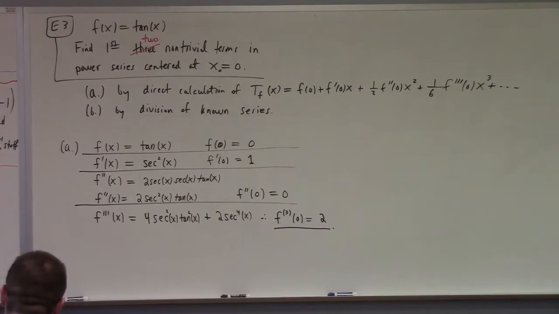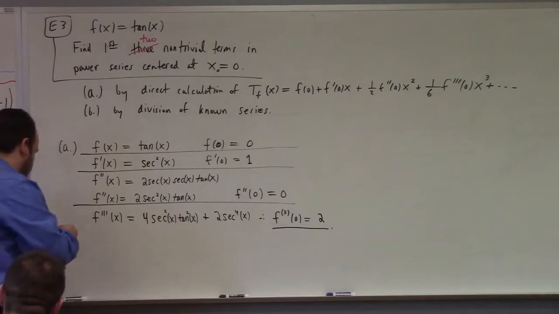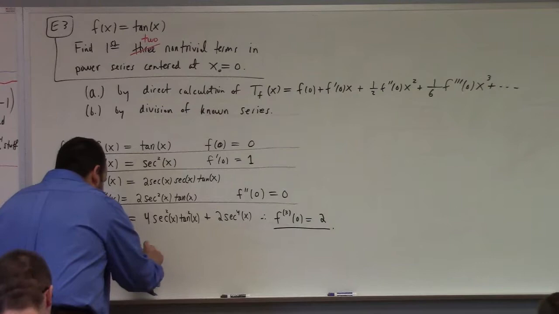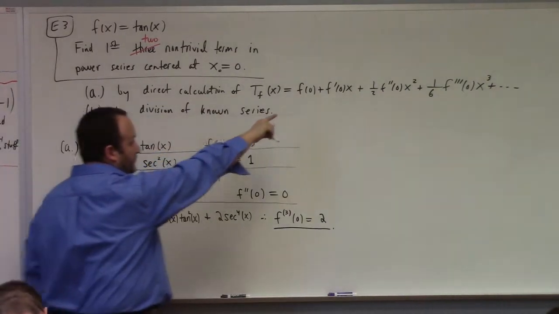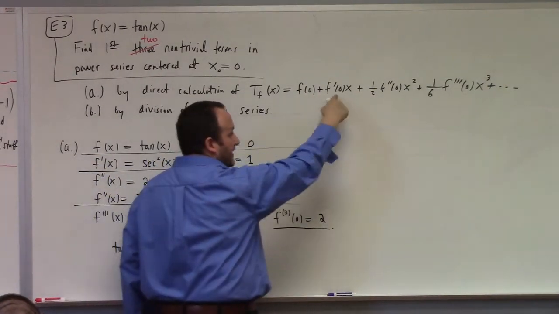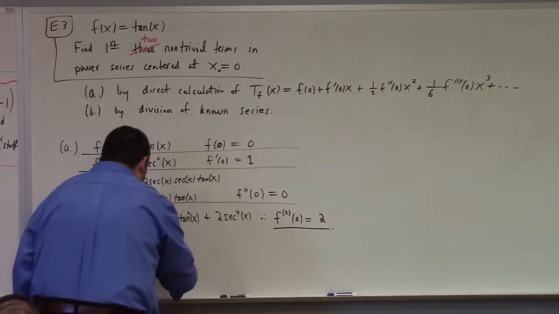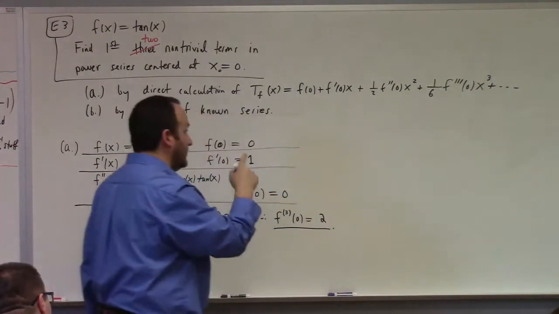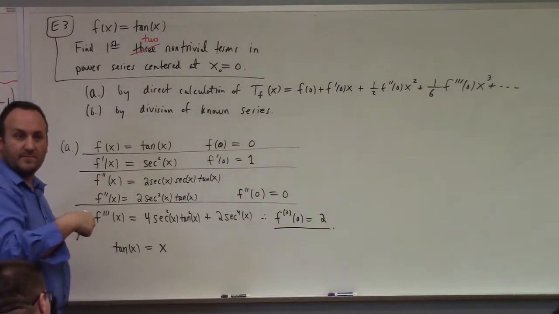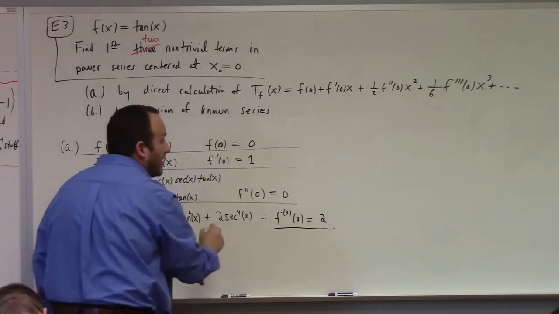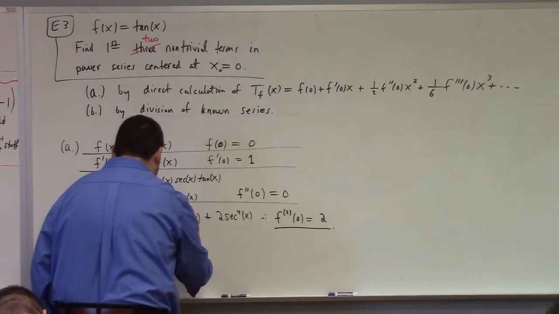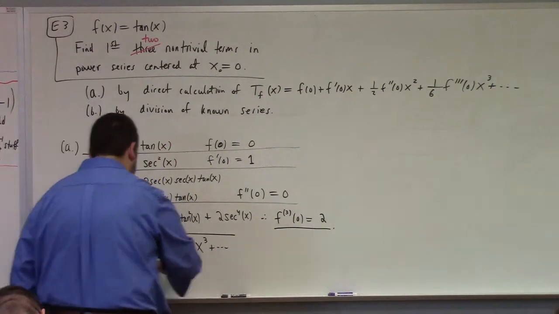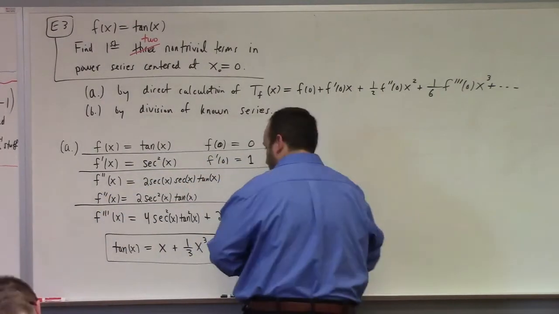5 derivatives in. What can we see from this already, though? We have that the tangent of x is, so I've got 0 for that. I got f prime of 0 is 1, so I get tangent of x is x. F prime prime was 0. F prime prime prime 0 was 2. What's 2 over 6? 1/3, right? So x plus 1/3 x cubed plus, well, there you go. I got the first 2 terms in the tangent from what I've already done.